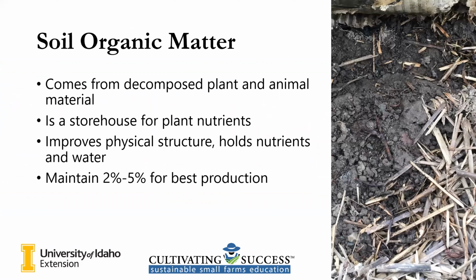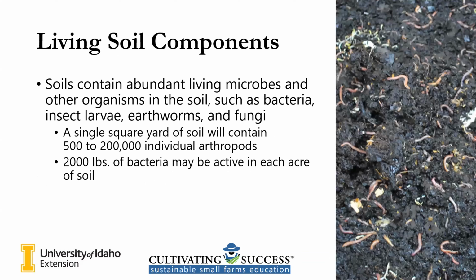The other component that we think about within the soil is the soil organic matter. And that comes from decomposed plant and animal materials. It's a storehouse for plant nutrients, and it will improve physical structure and hold the nutrients and water in the soil. Usually maintaining 2 to 5% is best for production.